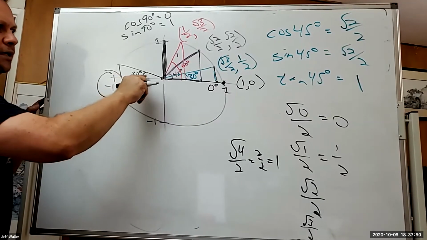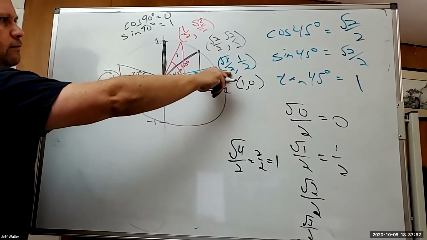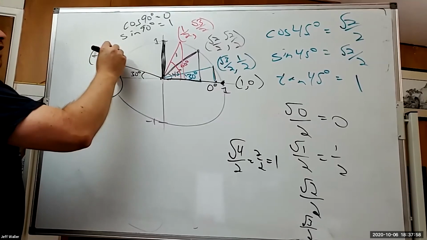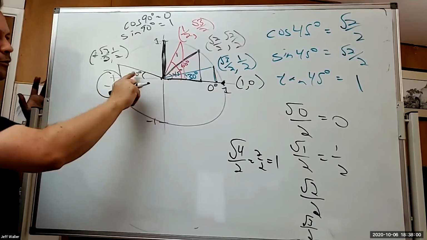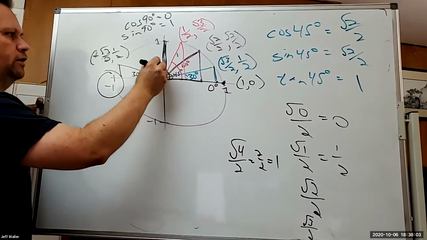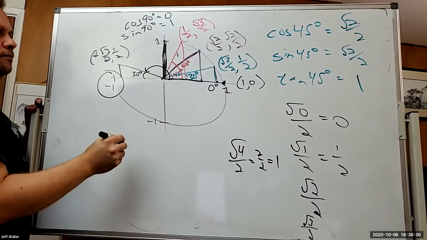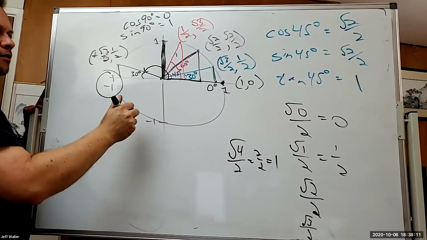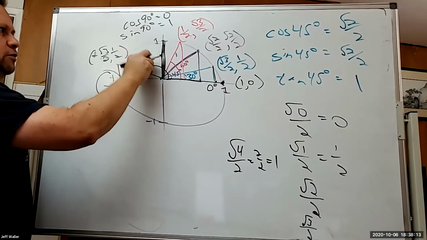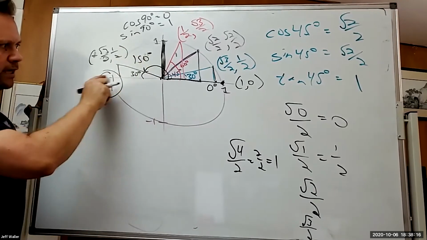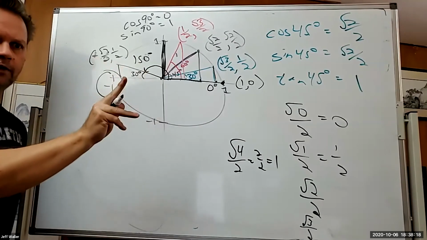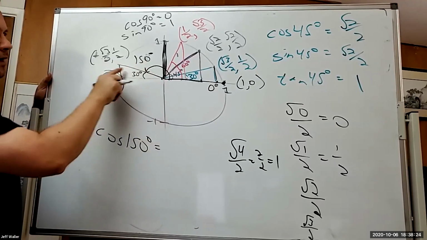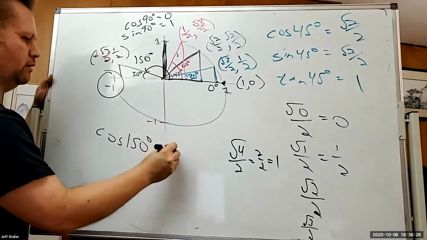So at 30 degrees, instead of being root 3 over 2, 1/2, it's going to be negative root 3 over 2, 1/2. Can somebody tell me what angle this really is, if I go this way? It's 150. I love it, because that's 180, and that's 30 back from it. So what is the cosine of 150 degrees? It's equal to negative root 3 over 2.